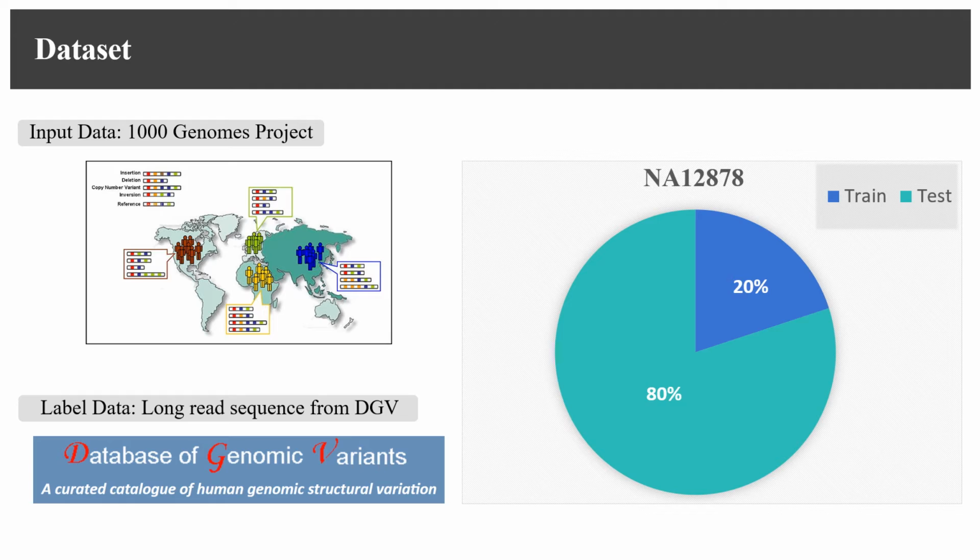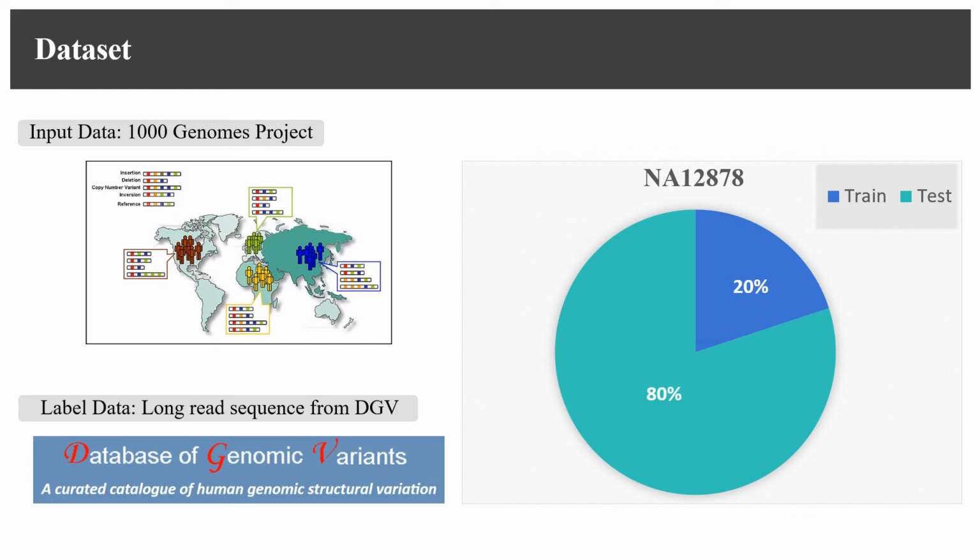This CNV label data result from long-read sequencing projects for NA12878. NA12878 is a human cell line commonly used for human genome variation studies. We mapped CNV labels from DGV to sequence alignment data obtained by aligning the NA12878 short-read sequencing data to the human reference.